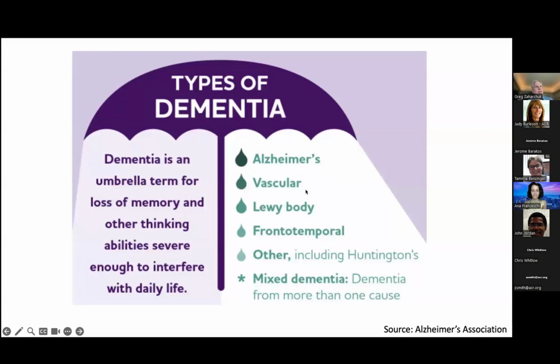So first, just to take a step back, we've been talking about Alzheimer's disease, but it's really important to realize that dementia is an umbrella term for many different underlying pathologies. And while Alzheimer's is the most common, it's important to remember that there are other entities that can present.